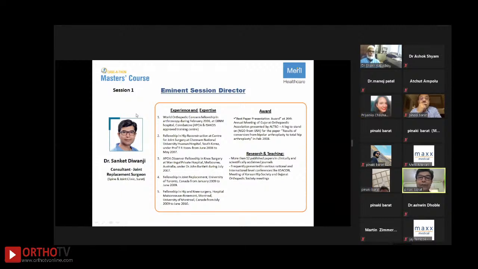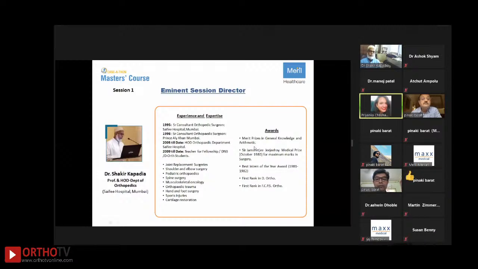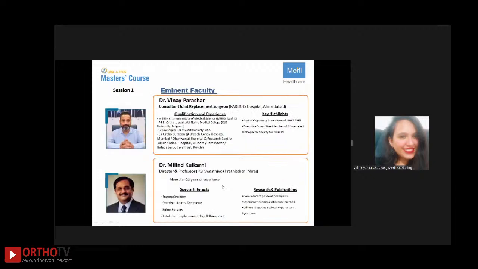Thank you. Hello, everyone. We also have with us, as our session director, Professor Dr. Shakir Kapadia, HOD, Department of Orthopaedics, Saifi Hospital, Mumbai. He has vast expertise in joint replacement surgeries, shoulder and elbow surgery, pediatric orthopedics, spine surgery, musculoskeletal oncology, orthopedic trauma, hand and foot surgery, sport injuries, and cartilage restoration. Professor Dr. Shakir Kapadia, Merrill Orthopaedics welcomes you to Master's Course CASE-A-THON.